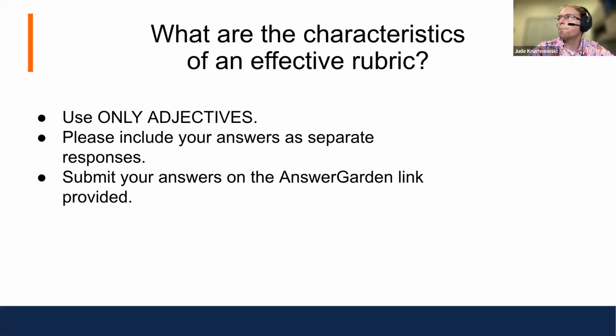We'll go ahead and just jump right in. We're going to start off with an answer garden. The link is in the chat. Hopefully everyone can access it. But I want to get us thinking about what are the characteristics of an effective rubric. So using only adjectives, please include answers and separate responses. What are some adjectives that describe an effective rubric? Please keep your answers separate, one adjective at a time. I want to get a sense from everyone, what are some adjectives that come to mind when we think about an effective rubric?